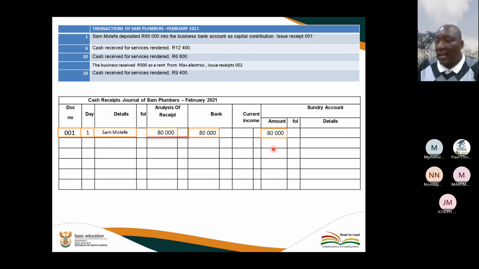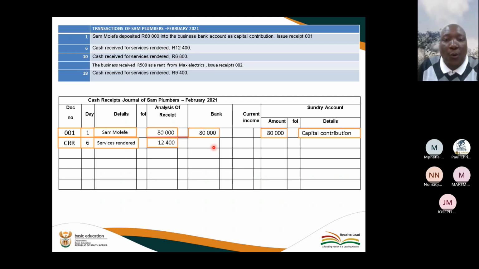And then it goes to the sundry account, which is 80,000. And then the total is capital contribution. Now let's look at the second transaction. On the 6th, cash received for services rendered, 12,400. CRR, cash register roll, on the 6th, and then services rendered. And let's check 12,400. Now let's pay attention.